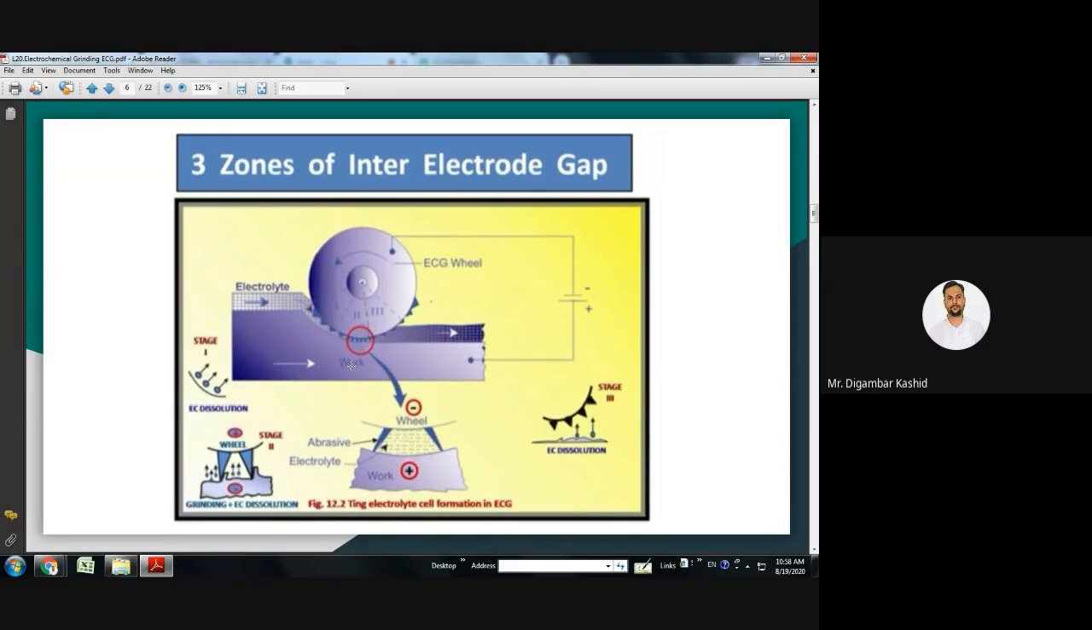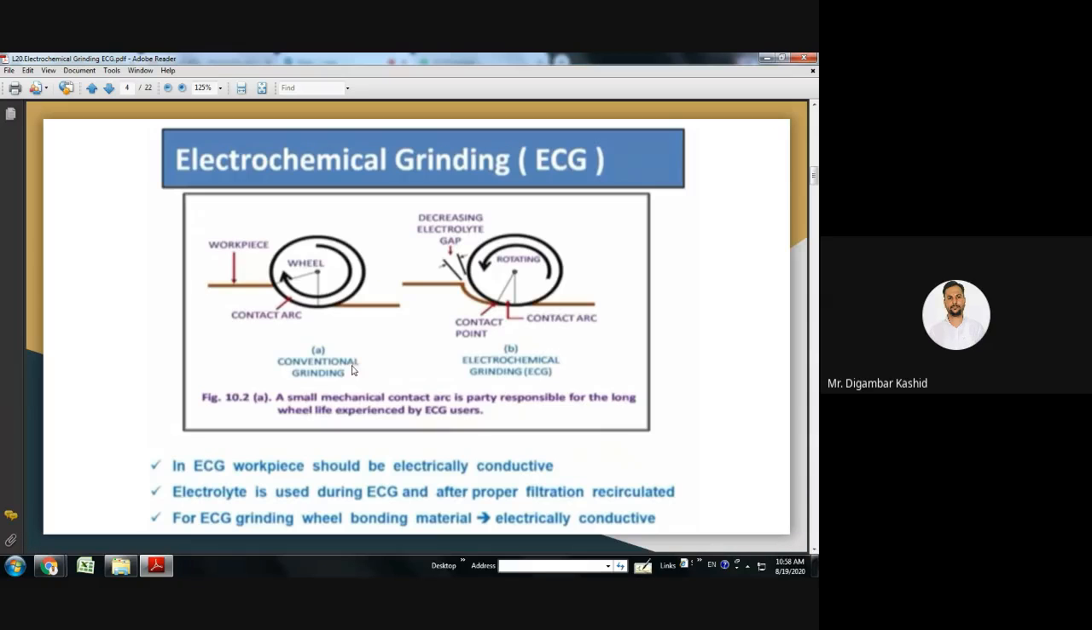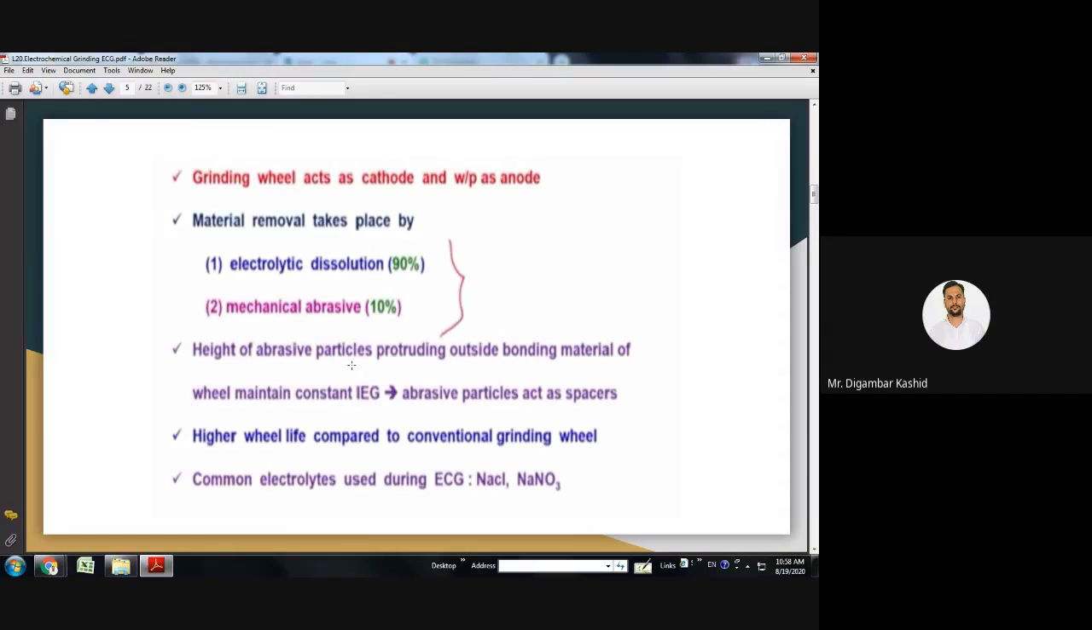In electrochemical grinding, your workpiece should be electrically conductive, so that it will maintain the constant gap. But in normal conventional grinding, any kind of workpiece, whether it is electrically conductive or non-conductive, can be machined by this conventional grinding operation. But in electrochemical grinding, the workpiece metal should be electrically conductive.